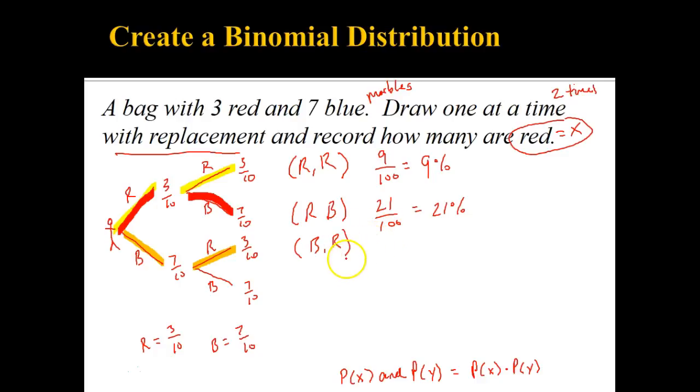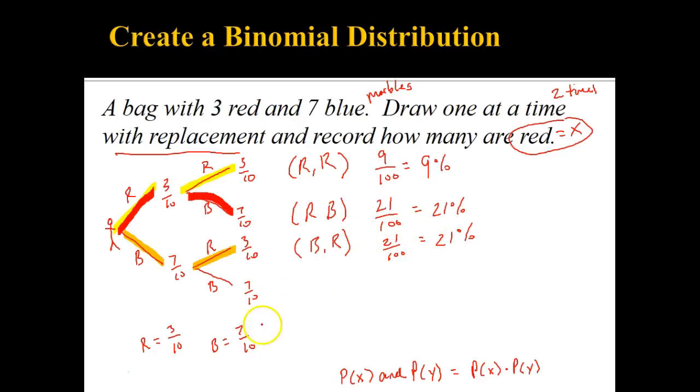Now that's the exact same probabilities. This time it's 7/10 times 3/10, but it's the same answer. 7/10 times 3/10 is the same as 3/10 times 7/10. It's 21/100, or 21%. So notice those probabilities are the same, and the actual results are the same too. If I draw a red marble first and a blue one second, I've only drawn 1 red marble. If I draw a blue marble first and then a red marble, I've still only drawn 1 red marble. I've only had 1 success. Okay, so we're going to put those together in just a minute.